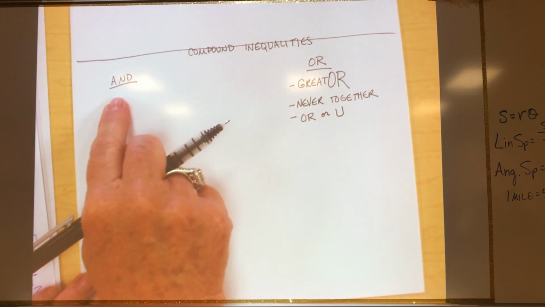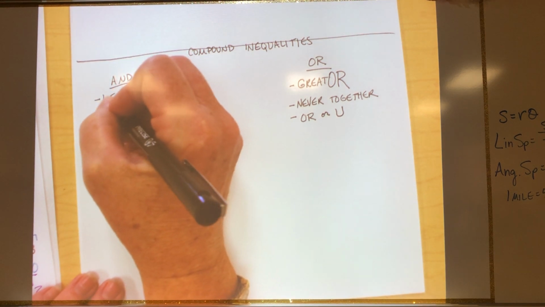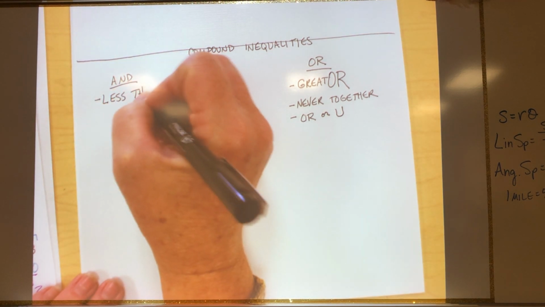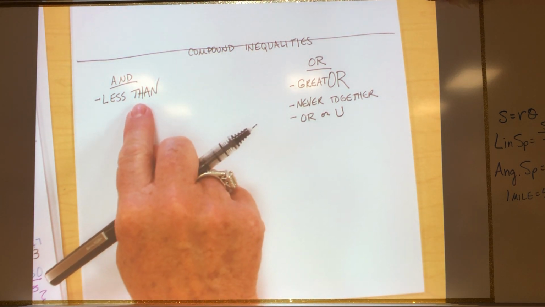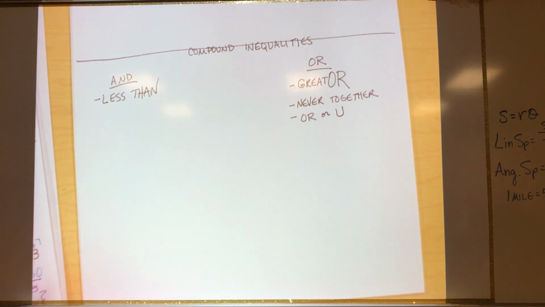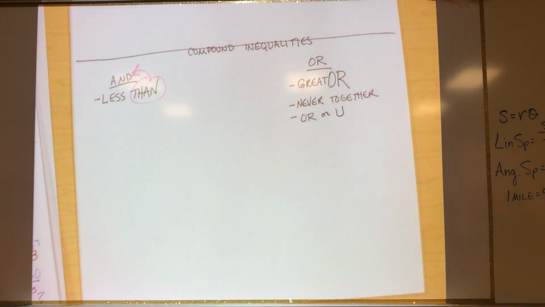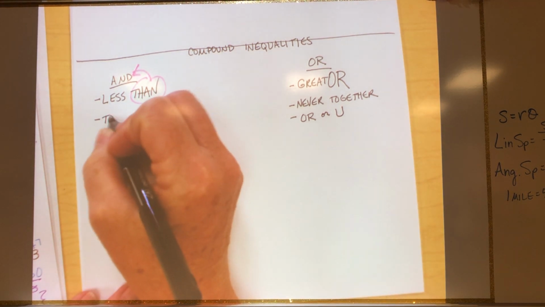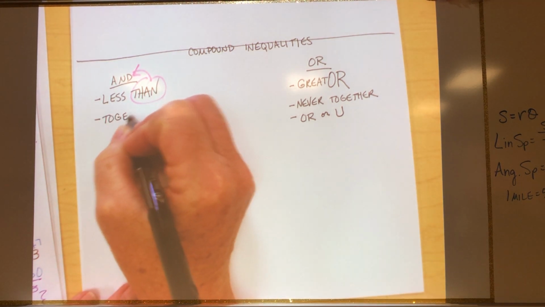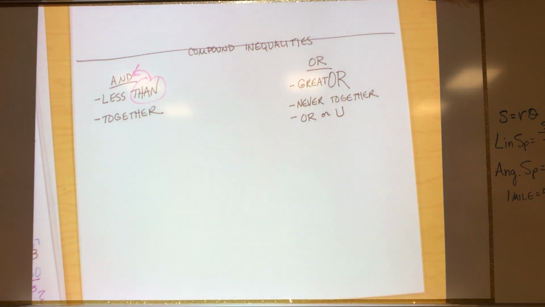Okay, so let's talk about and statements. And statements are less than. So when I see that and, it makes me go, oh, okay, less than, that's an and statement. How do you write a less than statement? Well, it is always written together, just the opposite.